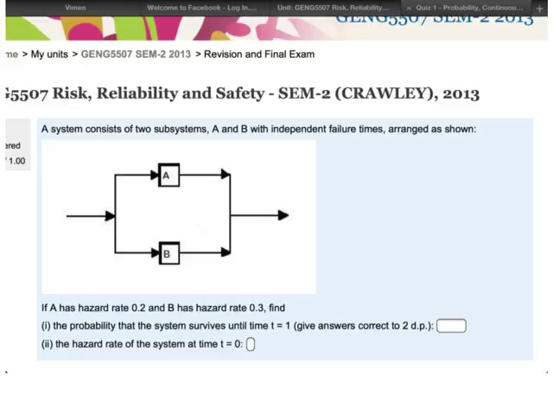And then the hazard rate of the system at time equals 0. So let's go onto a clean page and start working some of these things out. The first thing we need to realize is that it's actually asking us to find the probability that it survives until time t equals 1. Well, that's the same thing as the reliability at time 1. So that's part 1 of this question.